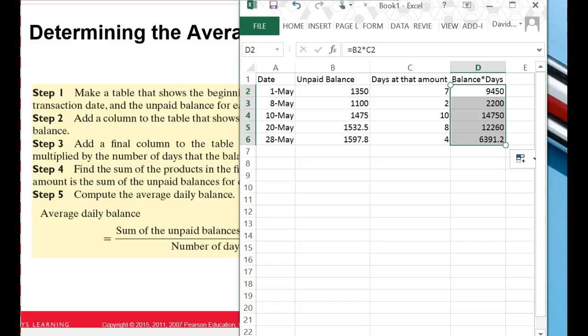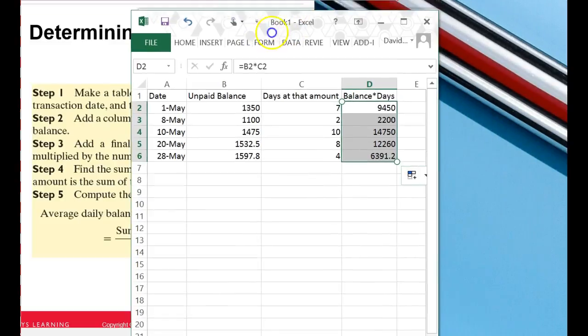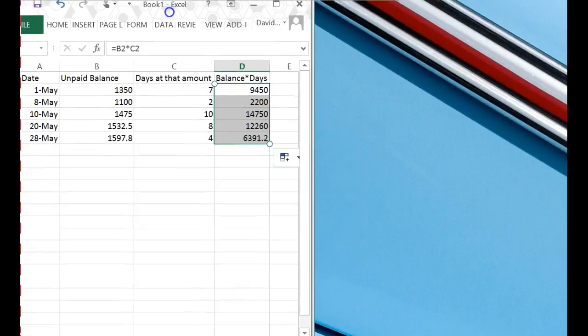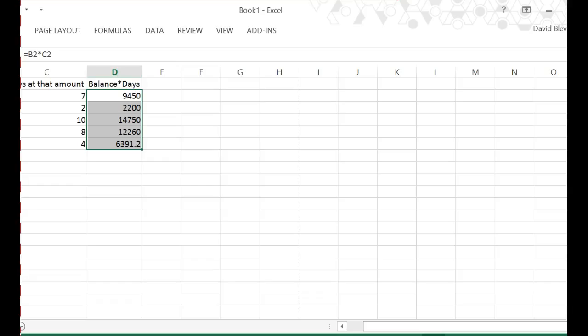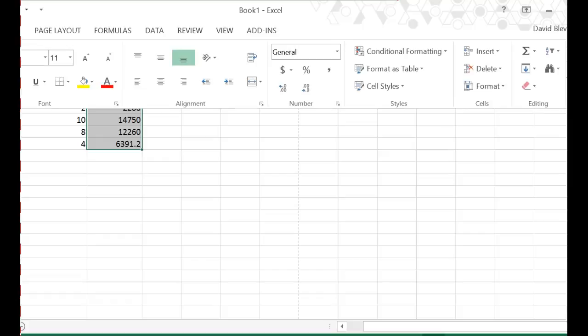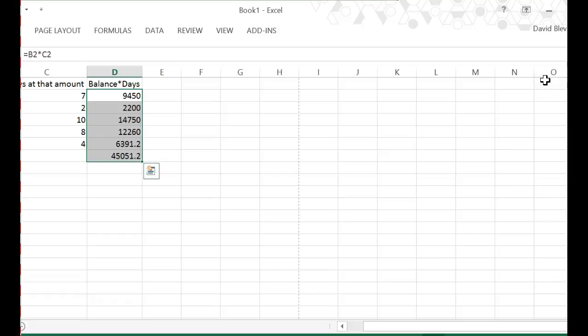Now the nice thing about that is now I can add these columns together, which is the whole purpose of this formula: the number of days at that amount, and the balance times the number of days. If we add those together and divide, we get that average balance. Over here to the side, I got this little sigma symbol, and I'm going to touch that, and it will add all those numbers together.